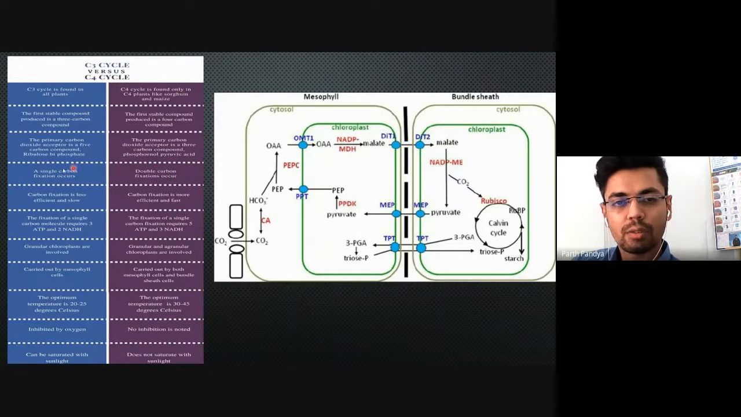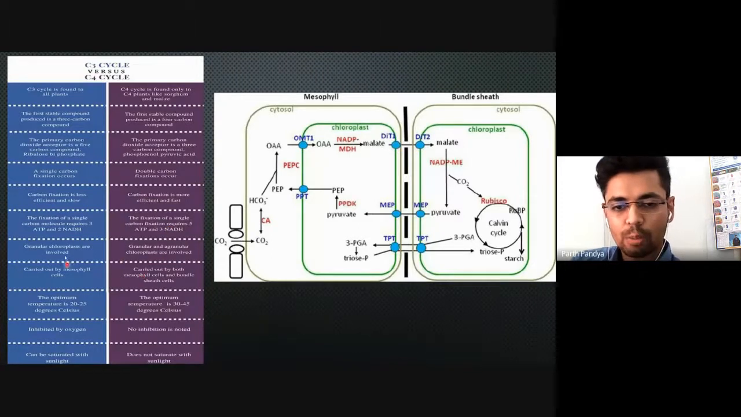A single carbon fixation occurs in C3 plants, whereas in C4, double carbon fixation occurs. Carbon fixation in C3 is a single step, so it is less efficient and slow, whereas in C4 it is more efficient and fast because it is just recycling inside the mesophyll and bundle sheath cells. The fixation in C3 requires 3 ATP and 2 NADPH, whereas the fixation in C4 requires 5 ATP and 3 NADPH. It is not being shown here, but it requires this.